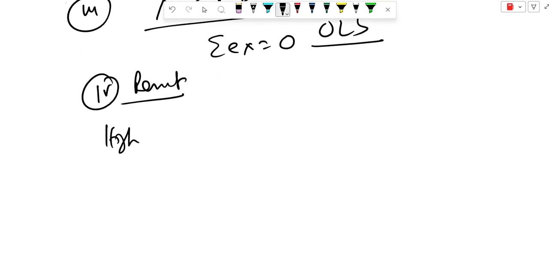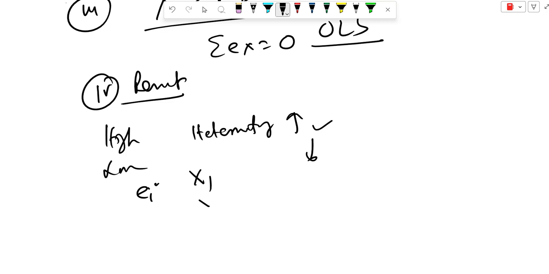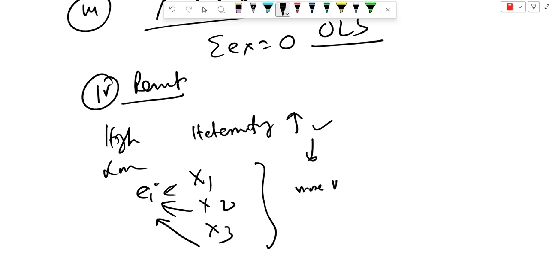A high coefficient value represents that heteroscedasticity is present, and a very low value means a very low amount of heteroscedasticity. So one can compute the rank correlation between the coefficients of the e's and one of the explanatory variables. In case of more than one explanatory variable, x1, x2, x3, you need to do it separately.